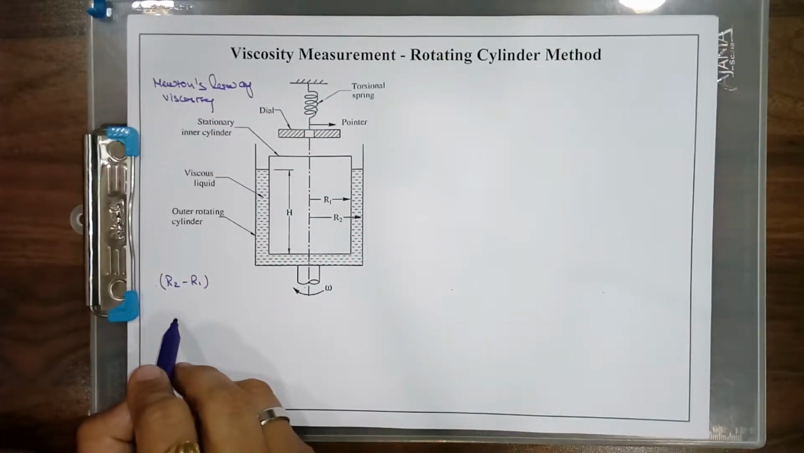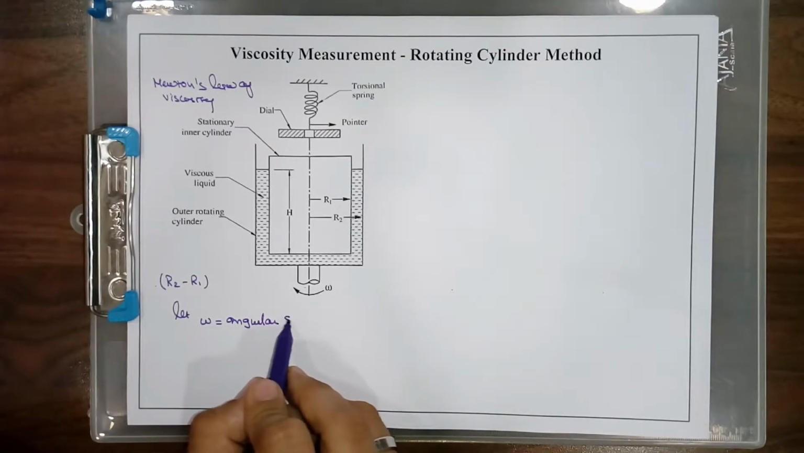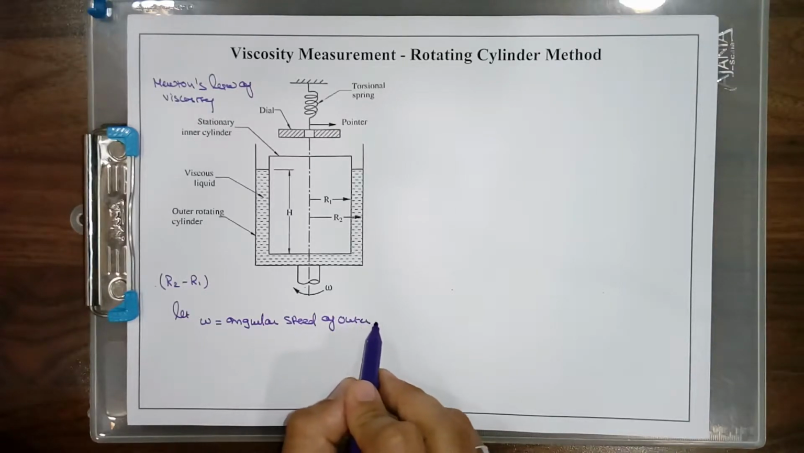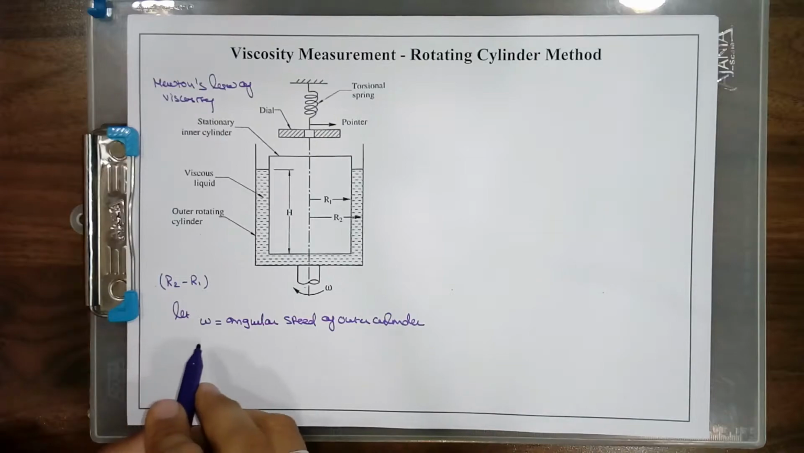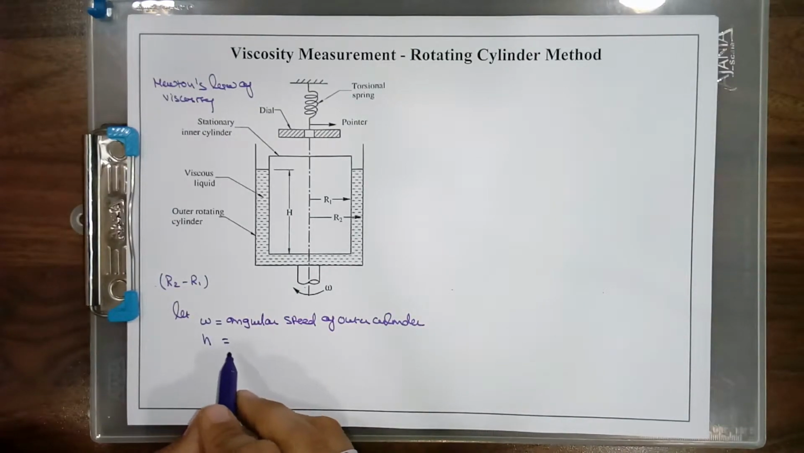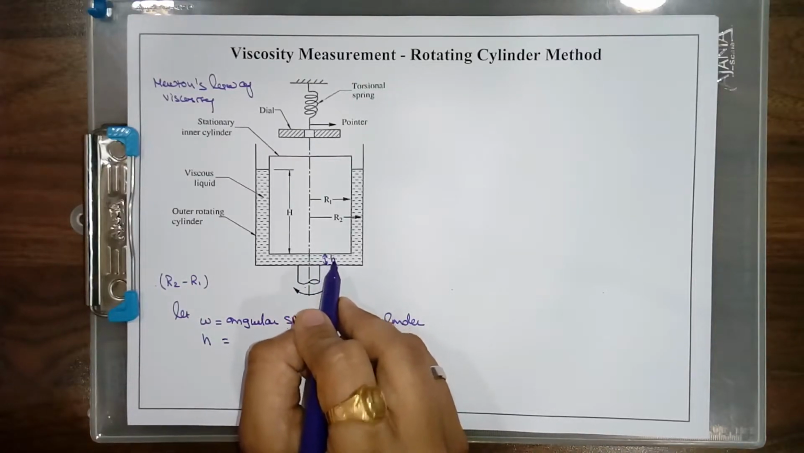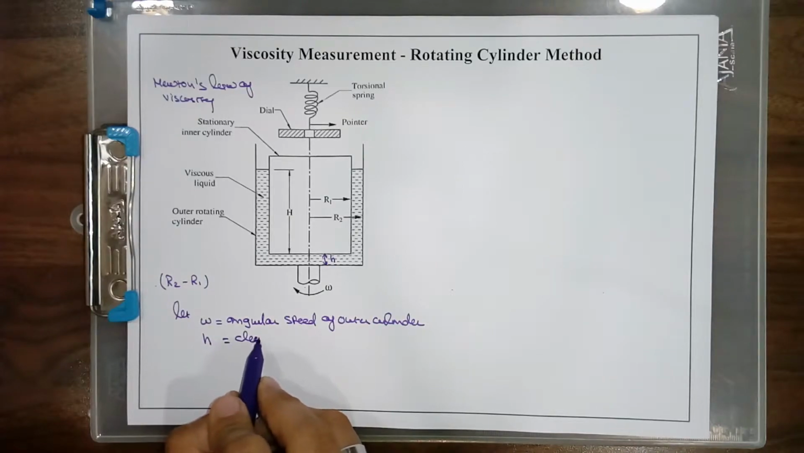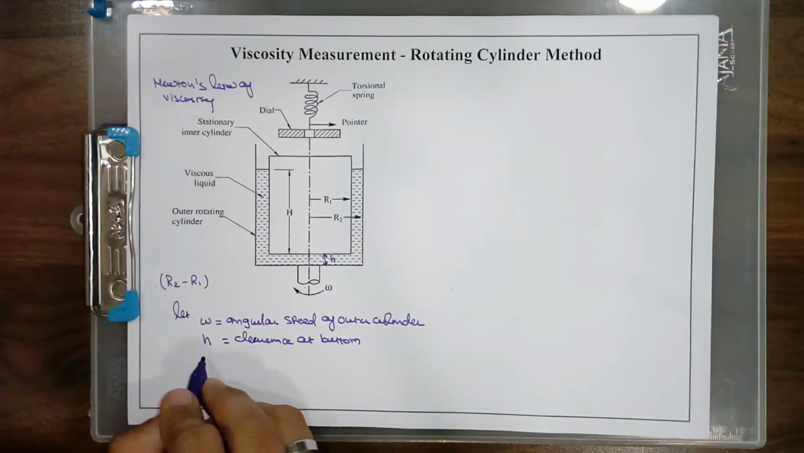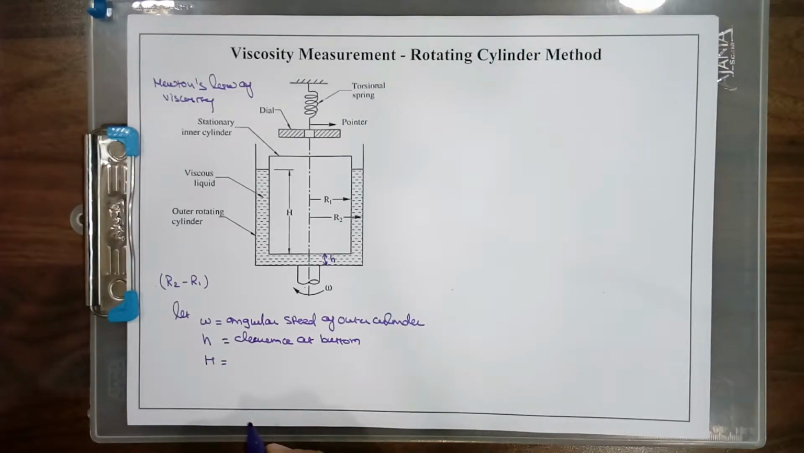So let omega be the angular speed of the outer cylinder, then small h is the clearance at the bottom, so this is the small h, then capital H is the height of liquid in the annular space.